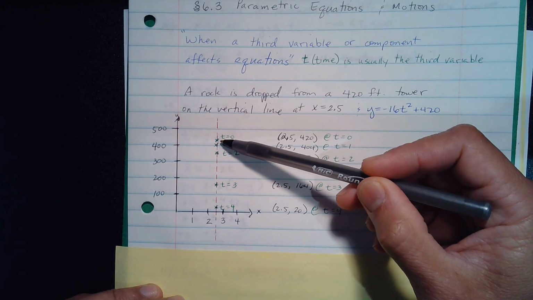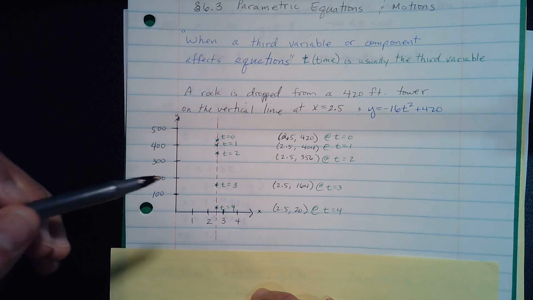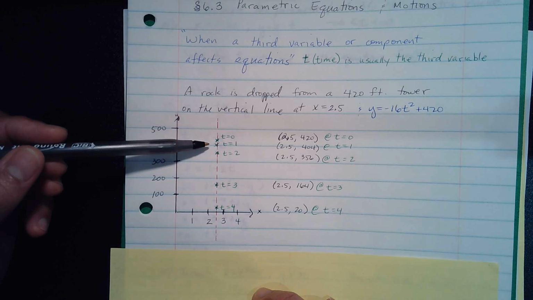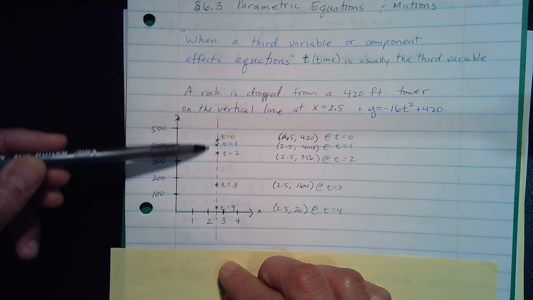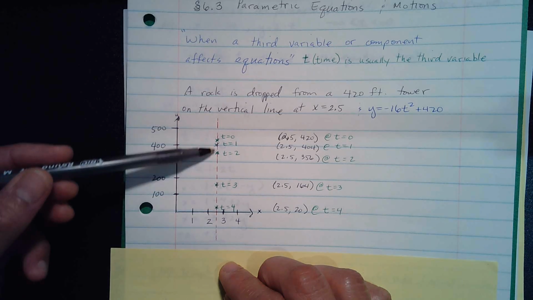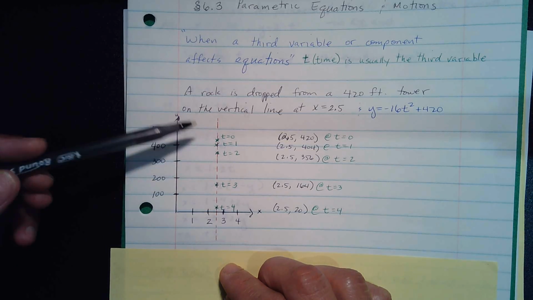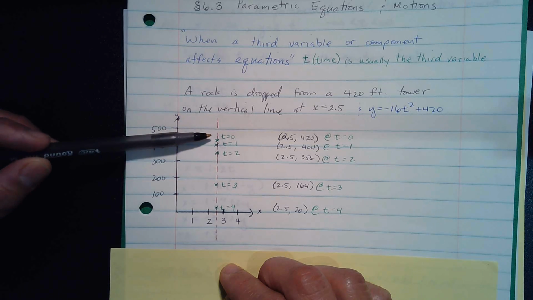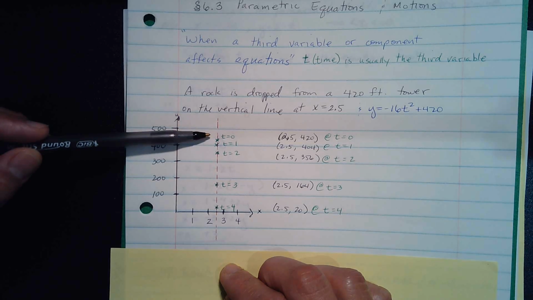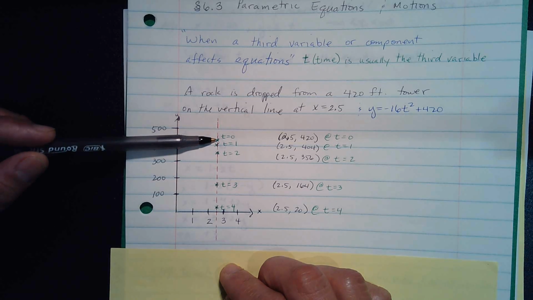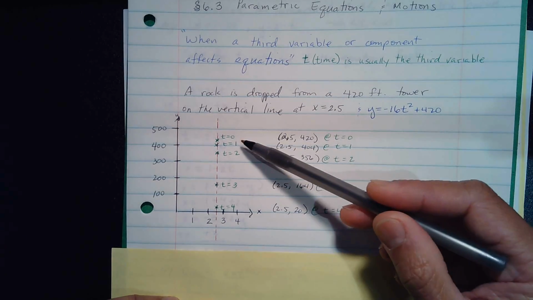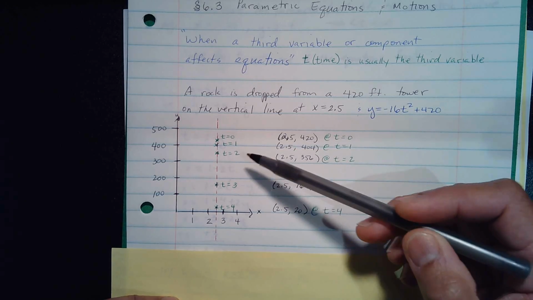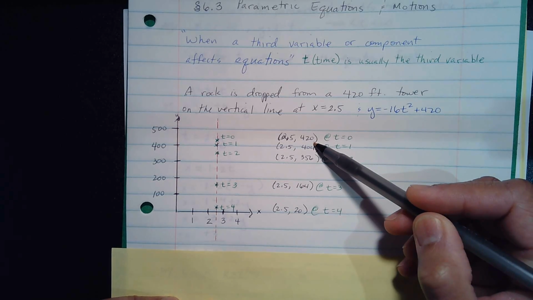Let's say this is the tower. So here is the tower, and here's the vertical line, x equals 2.5. That's the red broken line. So a person is standing on the tower, 420 feet up, and they're going to drop the rock. So at t equals 0 seconds, you're now at 420 feet because that's where we're starting. So again, at 0 seconds, the rock is still at 420 feet.